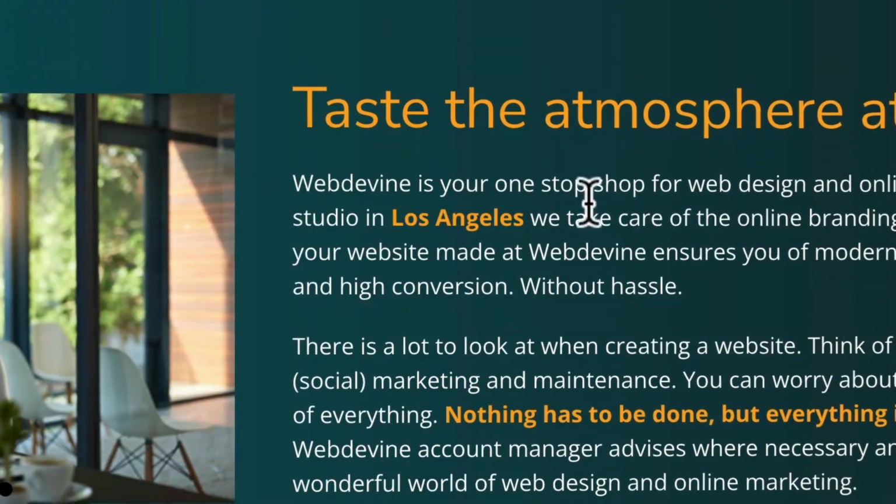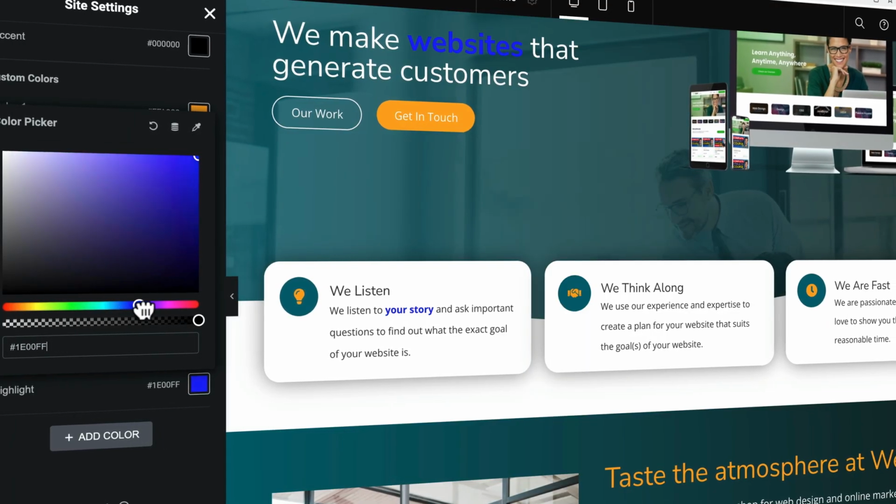I will show you how you can highlight any word in your website using Elementor, global colors and a little bit of CSS. You can use this in the free version of Elementor and in the pro version, and let me show you how to achieve this result.